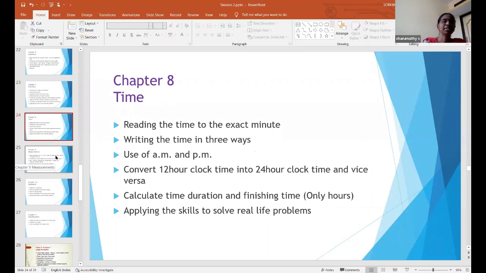And then calculating the time duration and finishing time, not the starting time. And here also we are restricting only to hours. Time duration, which is nothing but the time interval, and how to find the finishing time.